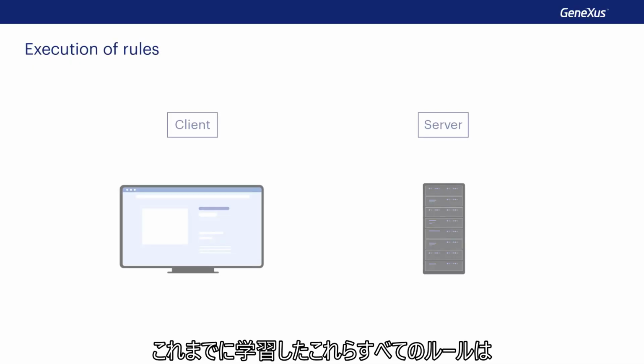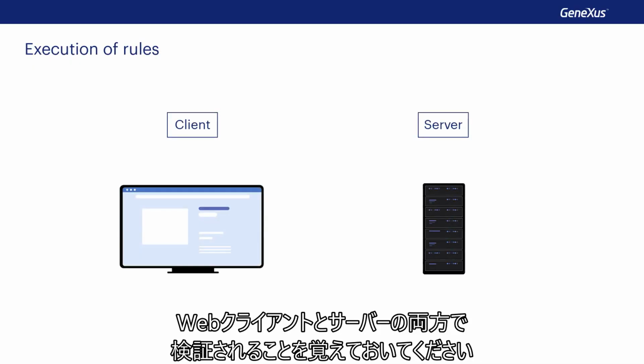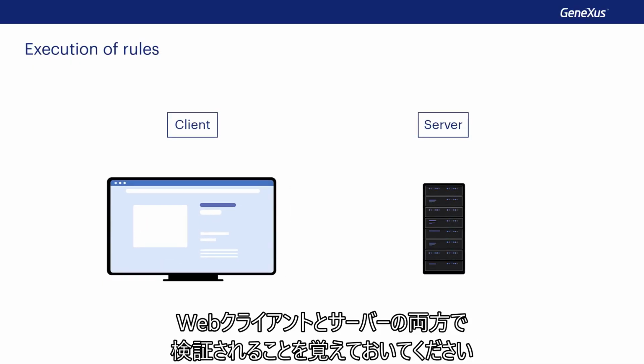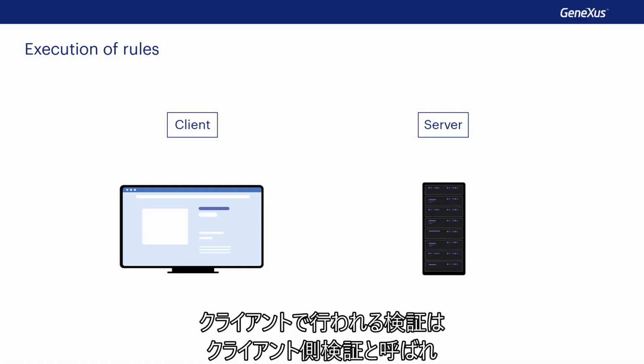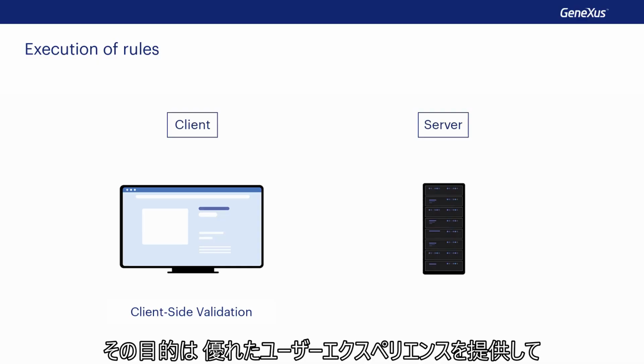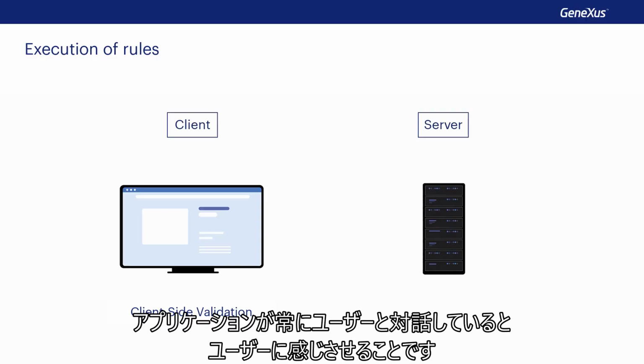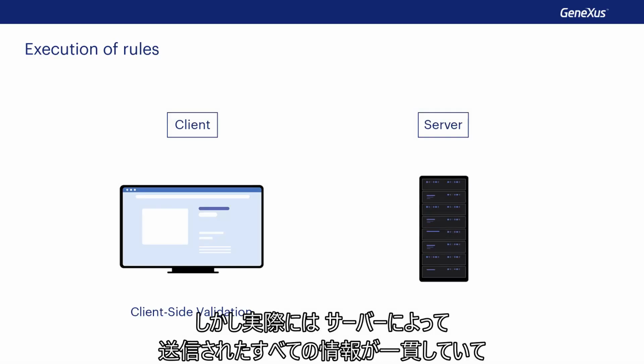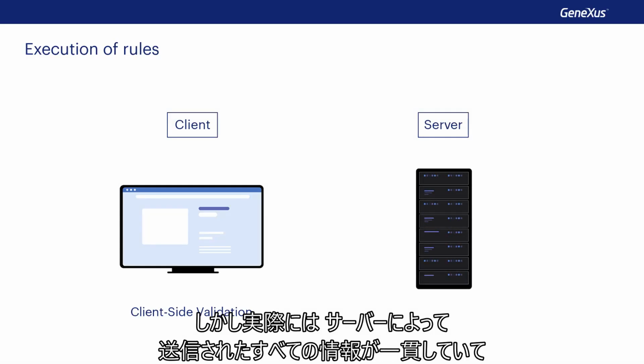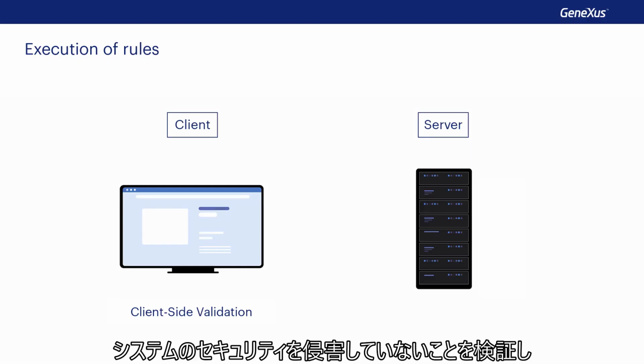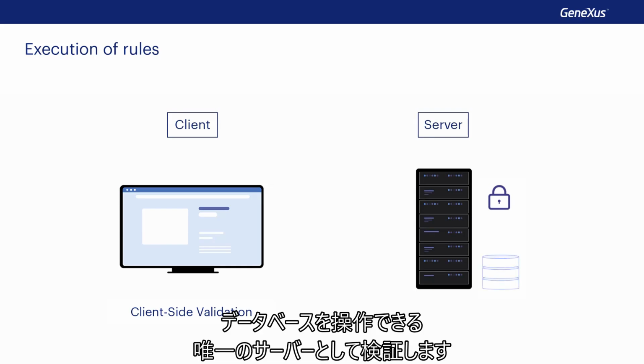Remember that all these rules we've studied are validated both in the web client and in the server. The validation that occurs in the client is called client-side validation, and its purpose is to provide a good user experience, making the user feel that the application is interacting with him all the time. But actually, the server validates that all the information sent is consistent and does not breach the security of the system. And it's the only one that can operate on the database.